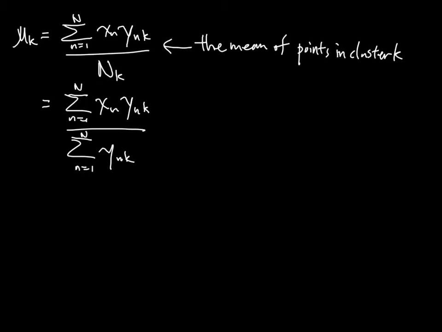However, we don't know this gamma nk, right? The problem is that we don't know gamma nk, because if we knew what points belong to which cluster, then we could finish this problem in one iteration by just calculating the mean, right?